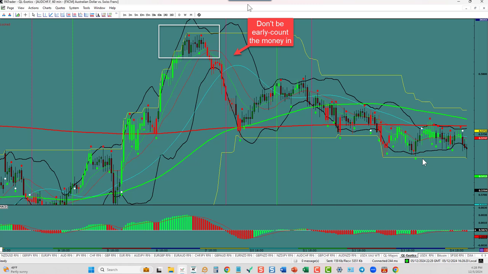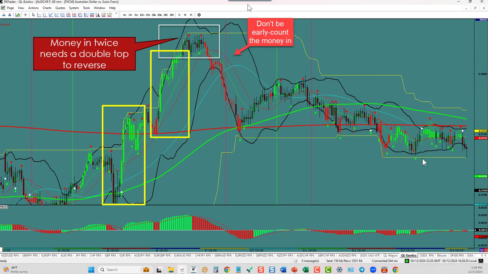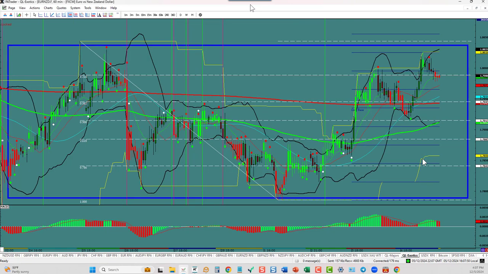So in reversals, don't be early. Count the money in. They put the money in once. They put the money in twice. That means they're going to need a double top, all right? So the first money comes out on the first candle to the downside, as you can see, and the second money comes out at the next one.